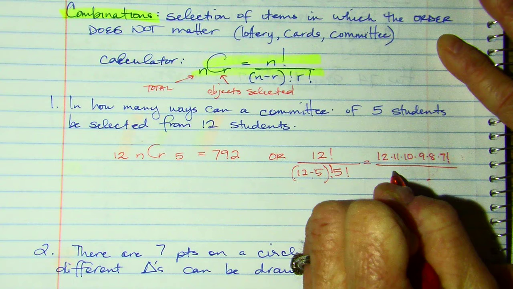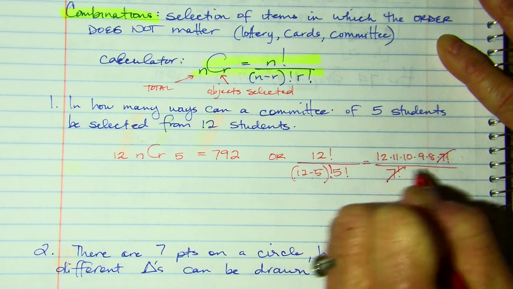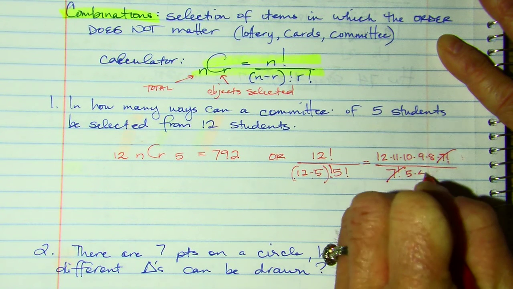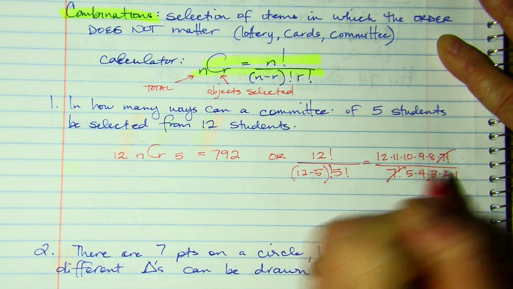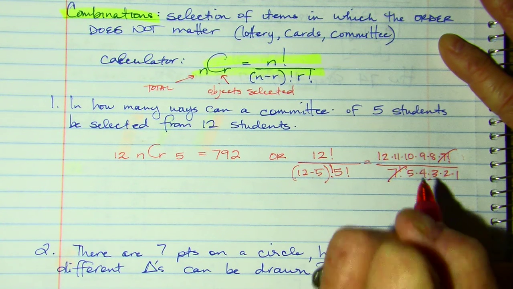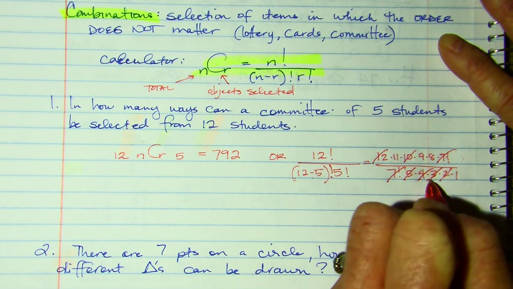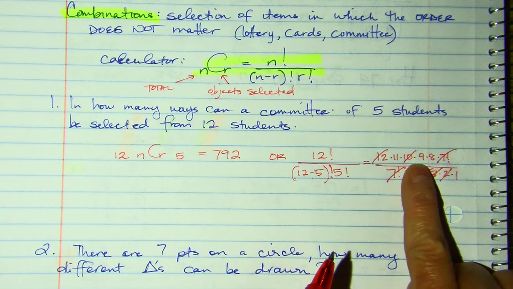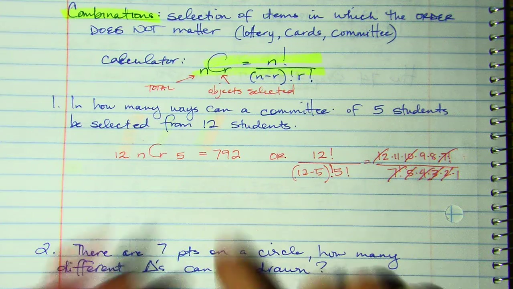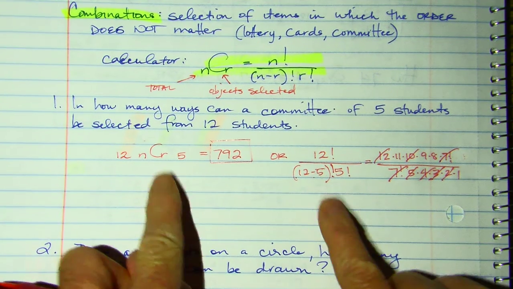You could do that by hand, or at least part of it, right? 12 times 11 times 10 times 9 times 8 times 7 times 6 times 5 factorial. So one of the 5 factorials would cancel. 7 factorial would cancel the 7 factorial, and then I would have 5 times 4 times 3 times 2. So you could do it by hand. 10 would take out the 5 and the 2. 12 would take out the 4 and the 3, and you'd be left with 11 times 9 times 8, which is 792.